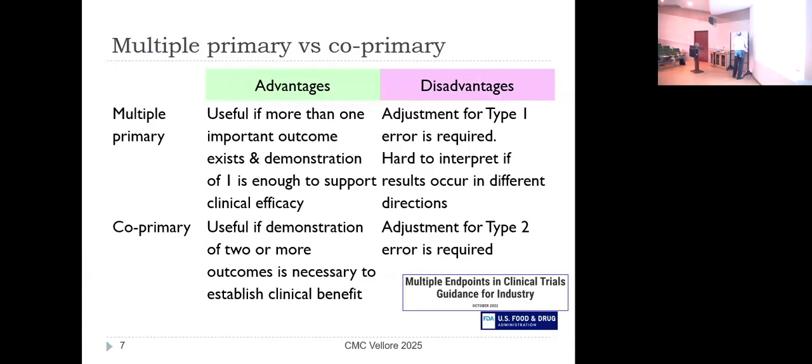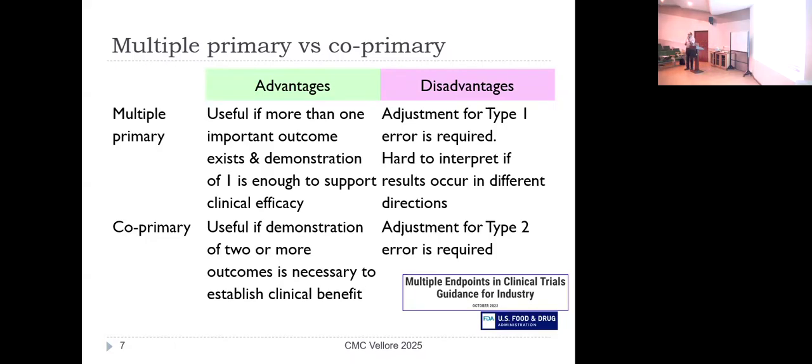And this one goes separate. If I call them multiple, and this is significant and this is not significant, I'm okay, because one of them is significant. But if I call them co-primary, I do the same analysis, but this is not significant, so I cannot say that the intervention is good. That's the only difference. Statistically, there's absolutely no difference.